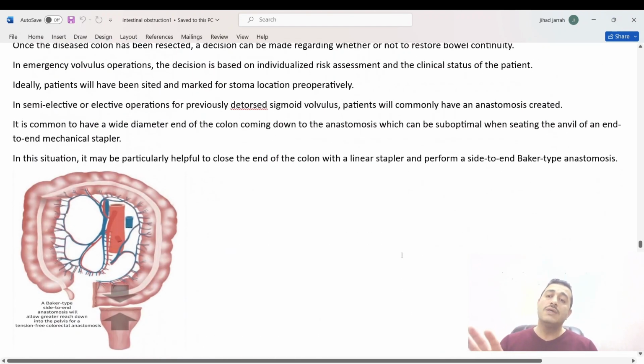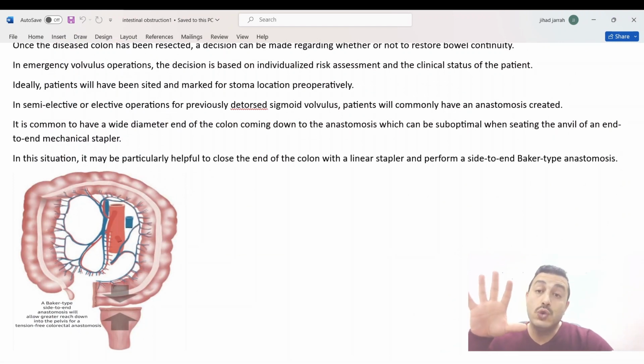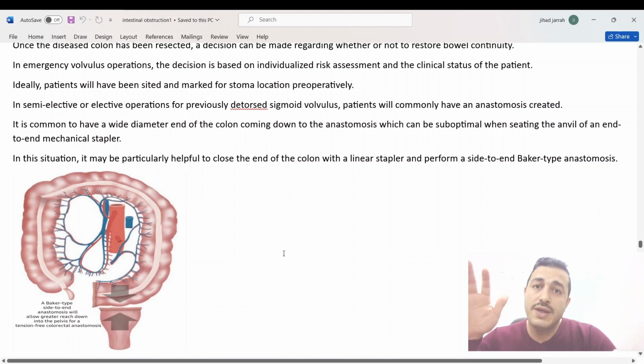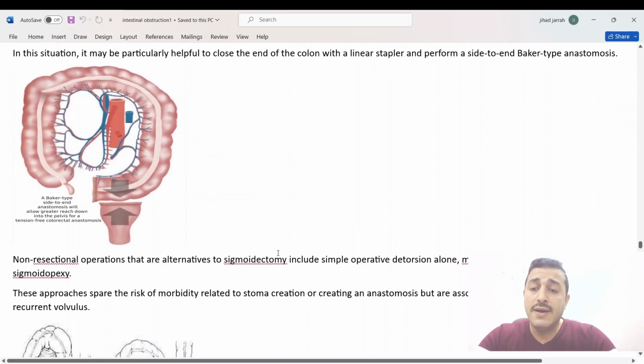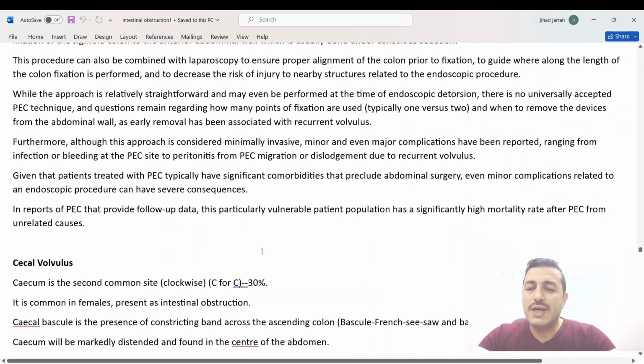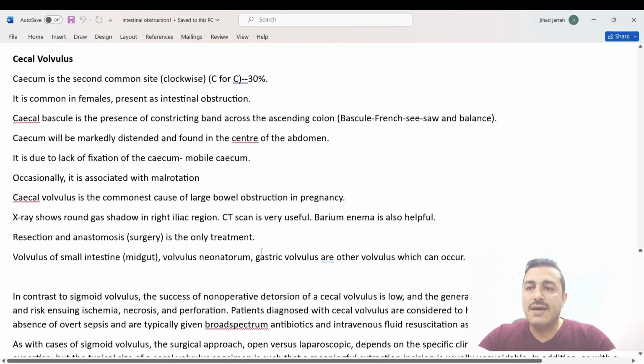So we reviewed how to treat volvulus. We tried medical treatment, treating it as intestinal obstruction. Then we proceed to decompression, colonoscopic decompression. Then we proceed to surgery. We reviewed the surgeries that we can proceed with in volvulus. Let us talk in detail about cecal volvulus.